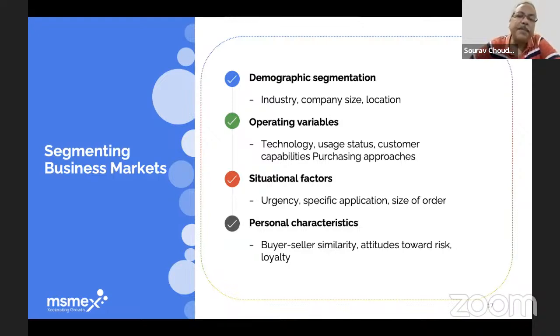So industry, company size, location, these are all different variables. Technology, sometimes, like I said, handloom and power loom. Usage status, customer capabilities. Capabilities are his purchasing capabilities, his payment capabilities, his other capabilities. These are all different variables for segregating the market, grouping the market. Situational factors, personal characteristics, and so on and so forth.